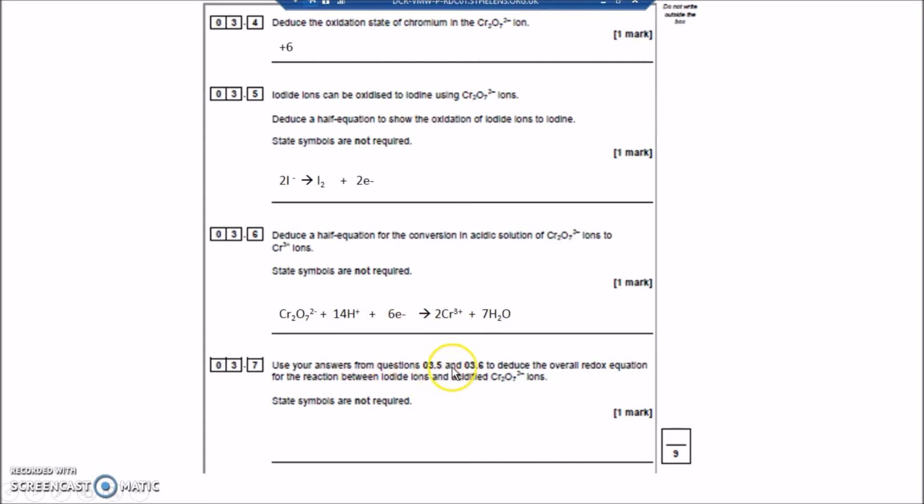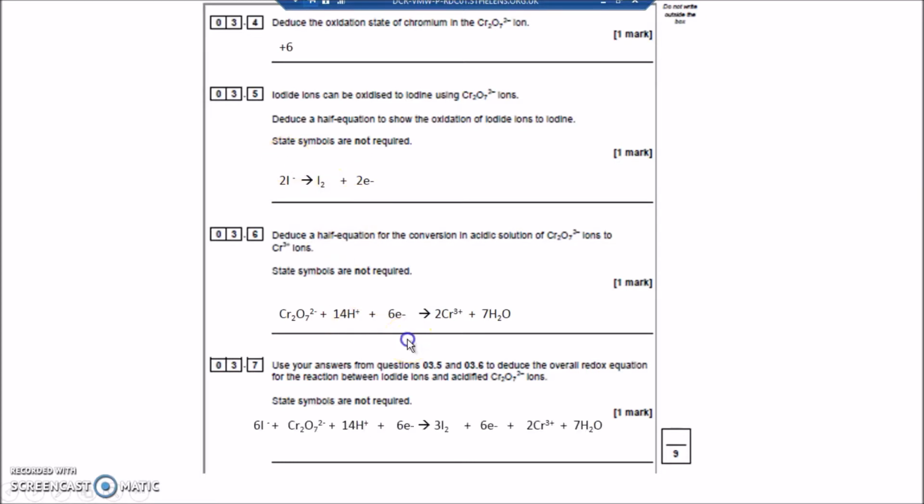Use your answers from 3.5 and 3.6 to deduce the overall redox equation. So what I do is I take everything from the left, oh no, I don't. First of all, I've got to balance the electrons. I've got two electrons in this one, and 6 electrons in this one. I've got to get equal numbers of electrons so I can cancel them. In my overall equation, I can't have any electrons, so the number of electrons has got to balance. So I've got to multiply everything through by 3. So 3 times 2I minus is 6I minus, 1I2 is 3I2, and makes 6 electrons.